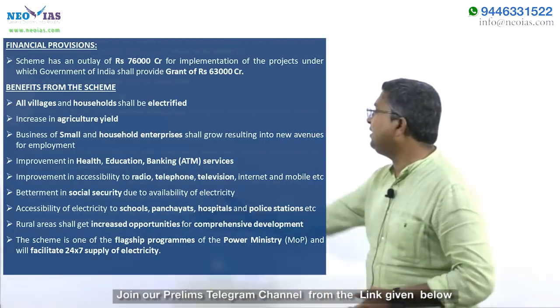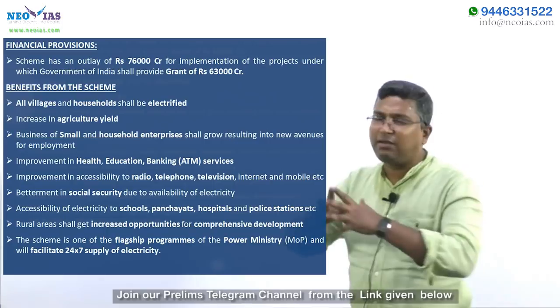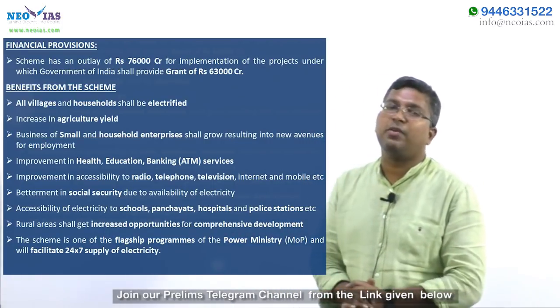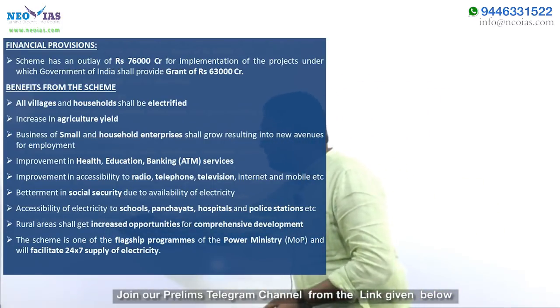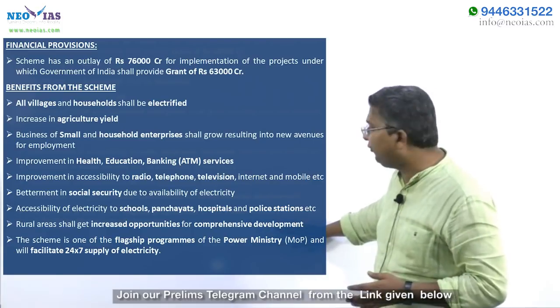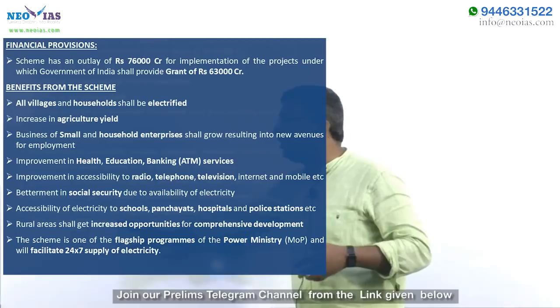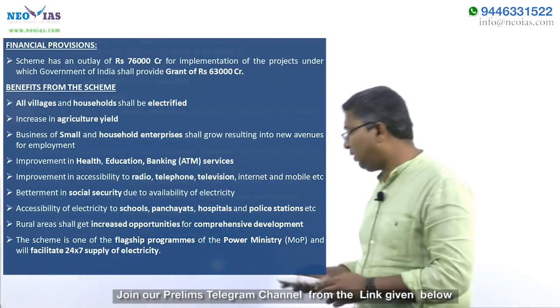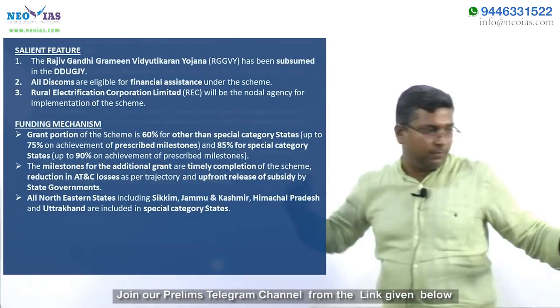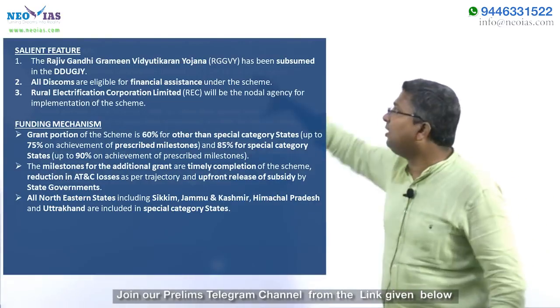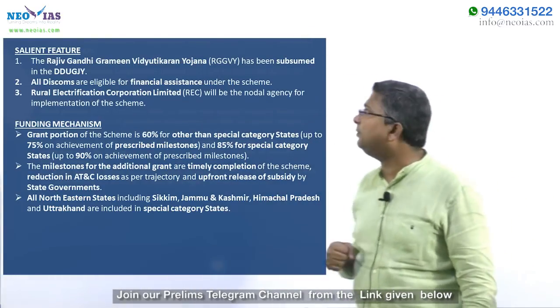Rural areas shall get increased opportunity for comprehensive development, because electricity plays a very important role in comprehensive development of the village. And the scheme is one of the flagship programs of the Ministry of Power, aiming to ensure 24/7 supply of electricity. Now, we discussed the objective. This is another important thing. What are the salient features of this scheme?